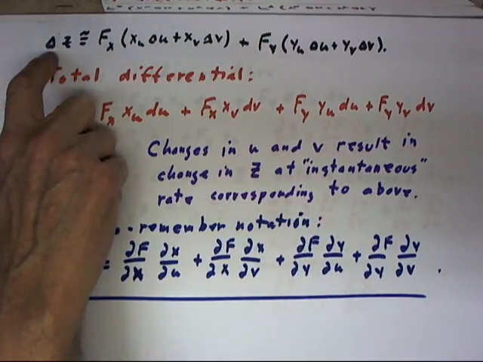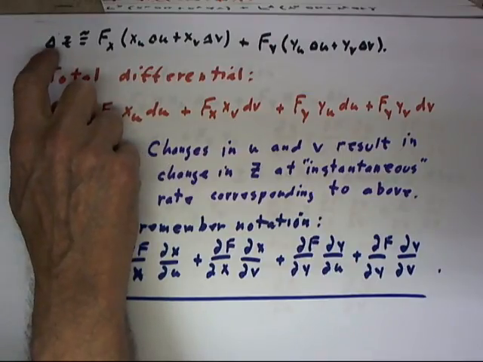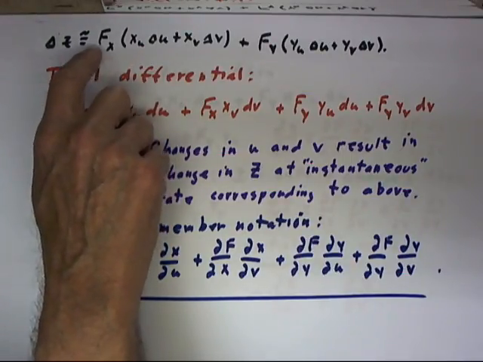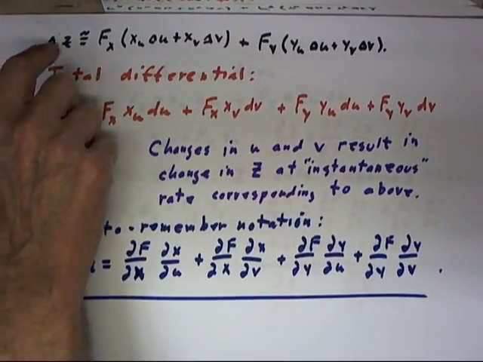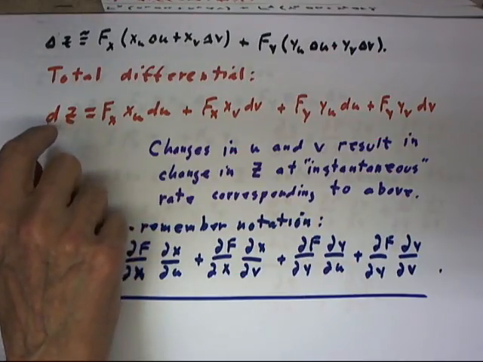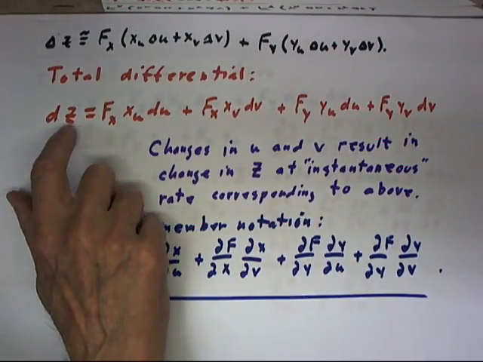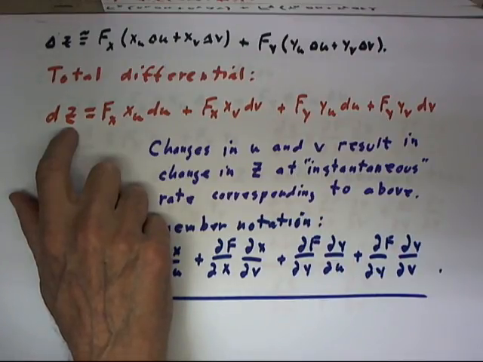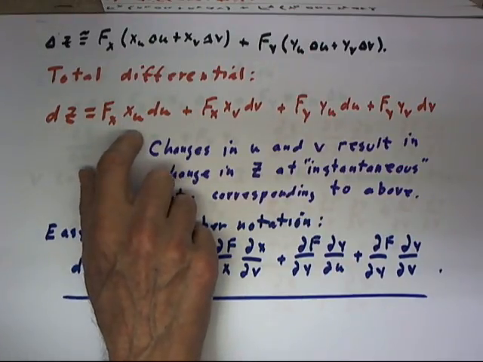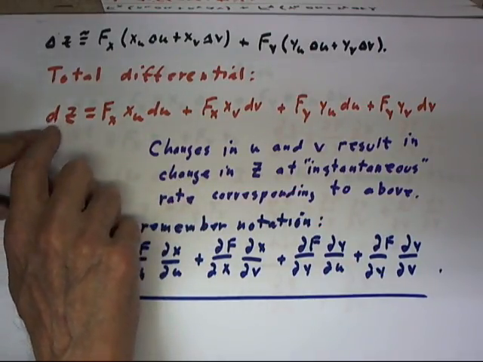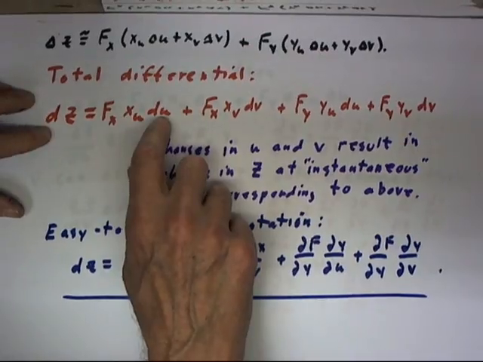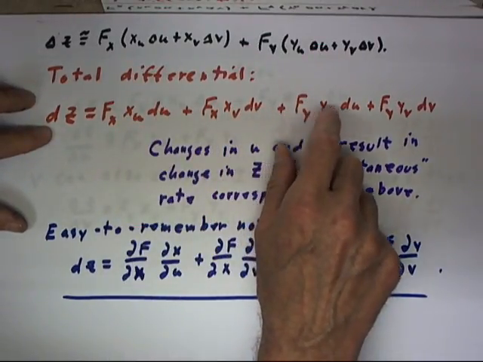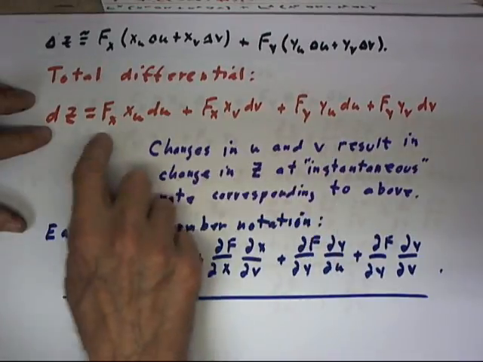We saw earlier at least a hand-waving argument as to how delta z is approximately equal to this expression. The total differential: we just replaced the delta z with the dz to make this thing instantaneous, in a sense that's not all that easy to explain at this point until we do the epsilons and deltas. But the instantaneous change in z due to an instantaneous change in u and an instantaneous change in v would be given by this expression.